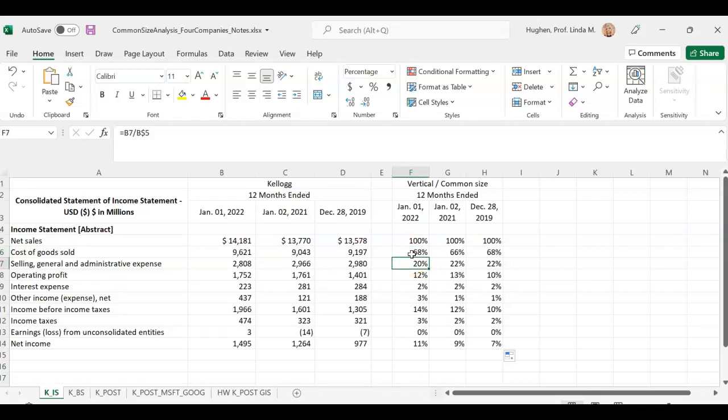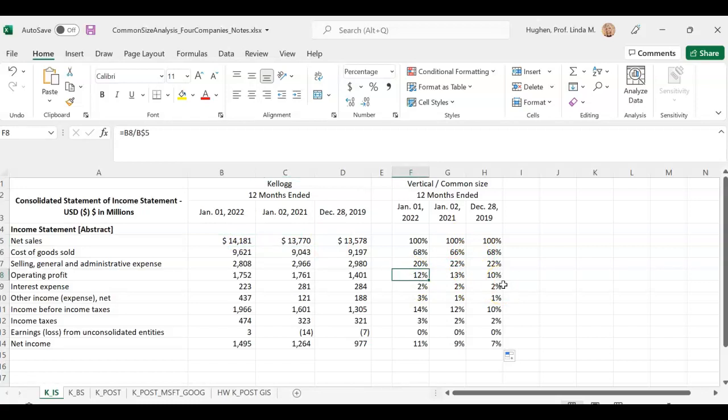Selling, general, and administrative expenses. I see that they were reduced from 22% in the 2 prior years to 20%. So that is very favorable for the company. They're spending a smaller portion of their sales on SG&A, and they were still able to increase their sales. So they're being more efficient.